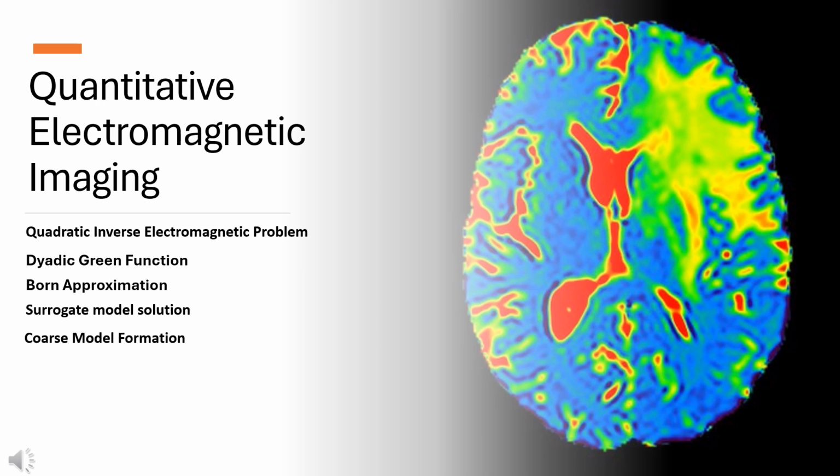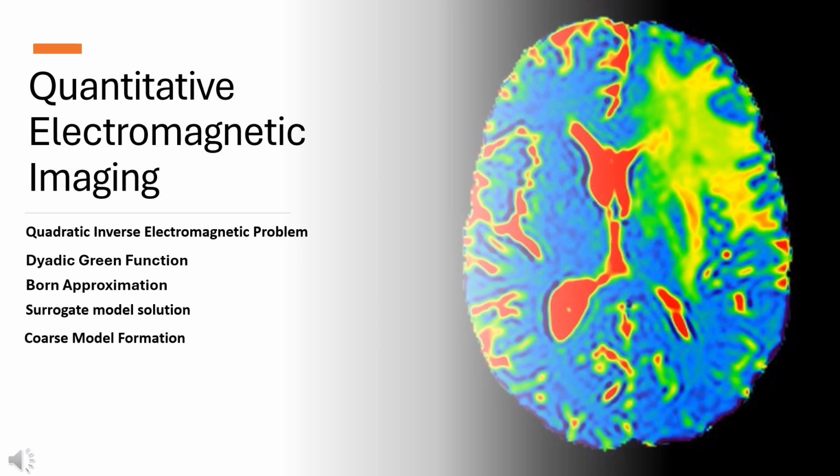Welcome to our presentation on quantitative electromagnetic imaging. This field focuses on reconstructing the internal properties of objects, like the human brain, by analyzing how electromagnetic waves scatter upon interaction with these objects. In particular, we will explore microwave tomography, a technique used in medical imaging to detect anomalies such as strokes and tumors by analyzing microwave scattering patterns.